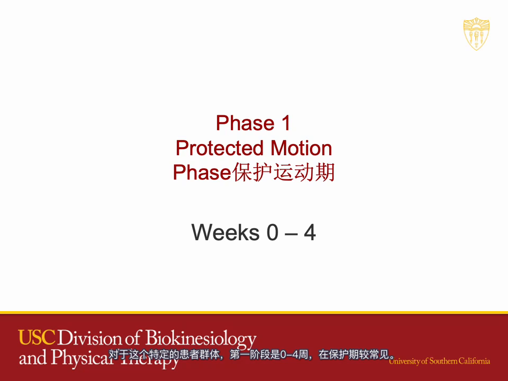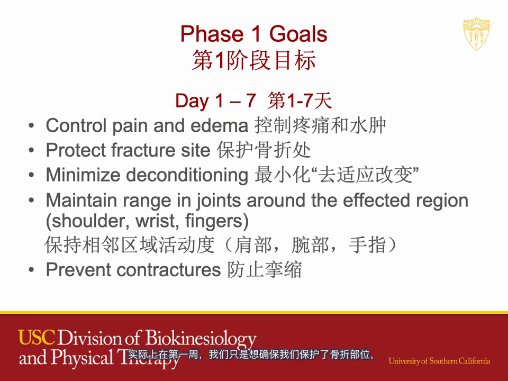Okay, so our first phase for this particular patient population is going to be 0 to 4 weeks, pretty common for the protected phase. And actually in the first week, we just want to make sure we're protecting that fracture site, making sure there's not a lot of irritability, making sure that the shoulder, the wrist, and the fingers are moving well. This is really important because, again, they're probably going to be in some sort of cast or something, hopefully not a hard cast, but some sort of brace.